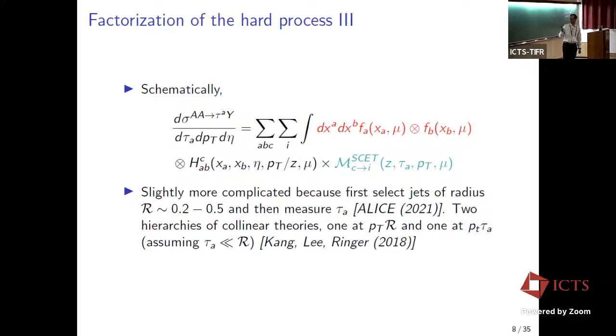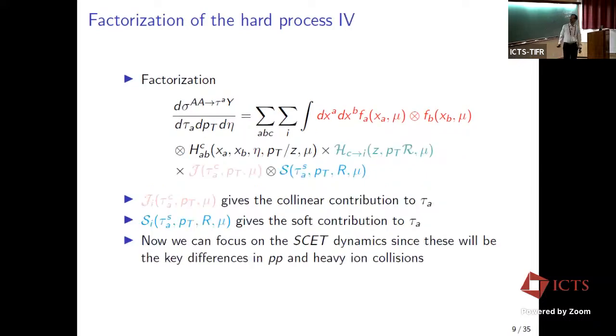So what you have to do is break this part into two pieces, one which tells you that you have jets of a particular radius r, and then get particular angularities out of it. Okay, so this breakdown is just this extra piece.